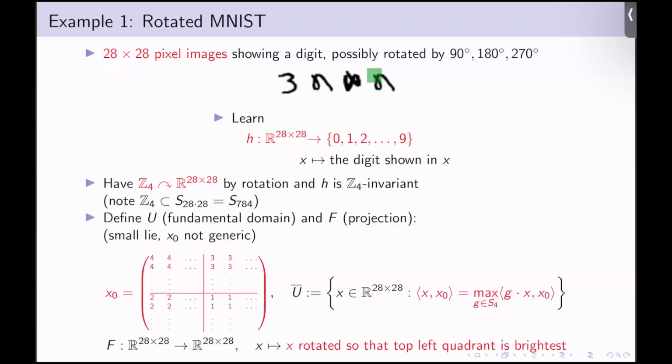Okay, but for this little group action, we can now define the following thing. We can define a fundamental domain and projection as before by choosing the following x0. So I said before, choose an x0, and then you get for free this Dirichlet fundamental domain and the projection. Now there's a small lie here. This x0 is not generic, and maybe I'll point out why that's a minor issue. A theoretical issue that doesn't practically matter in this case.